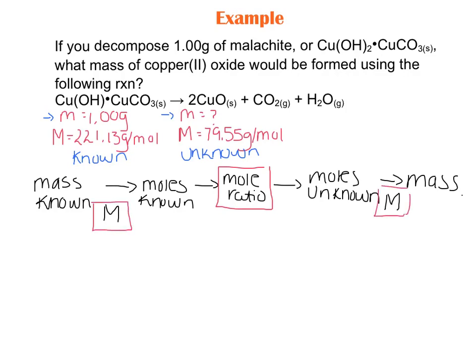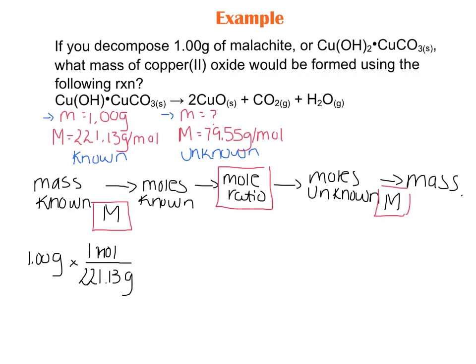So let's get started. We're going to start with the mass of our known, or the given information. So 1 gram. Now we need to use our conversion factor to try and get rid of the unit grams. And we're looking for moles. So this is where we're going to use our molar mass, and we're going to flip it so that we have 221.13 grams per 1 mole.